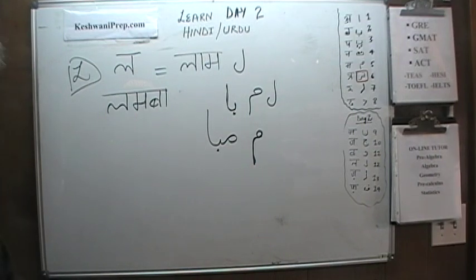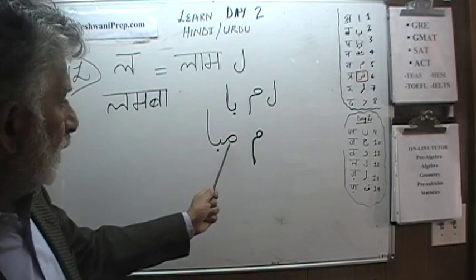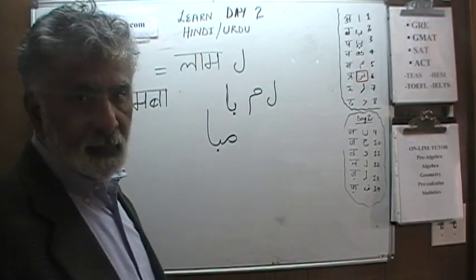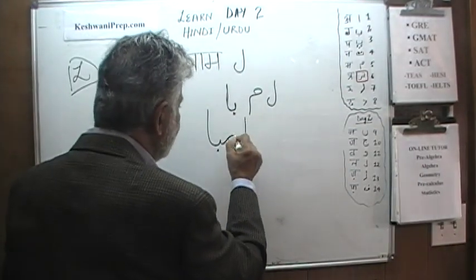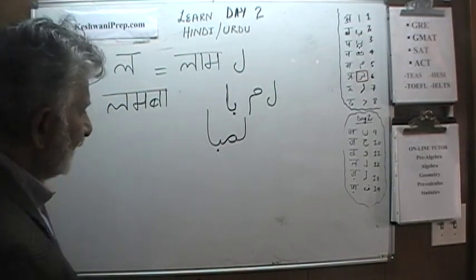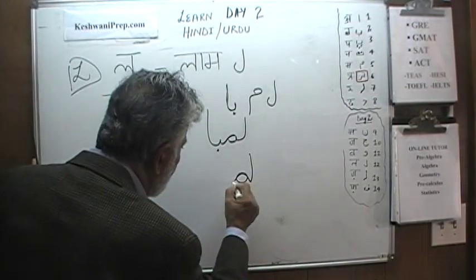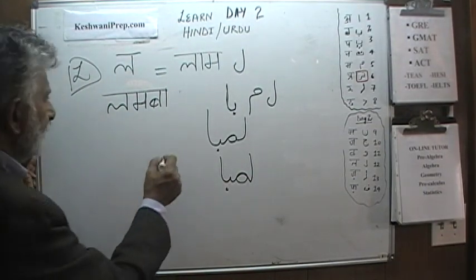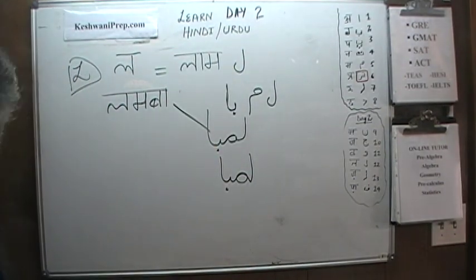What about lam? We did the ma and the ba. How is lam going to join this thing? It's very straight. You just join the lam. And it looks something like this. Lam ba. Voila. Lamba. Oh, we wrote it already. Lamba, it means long.